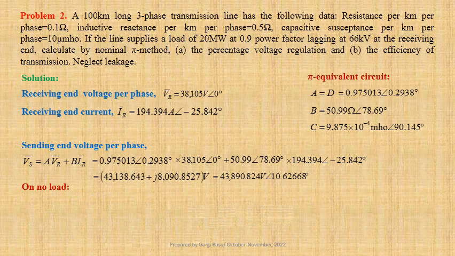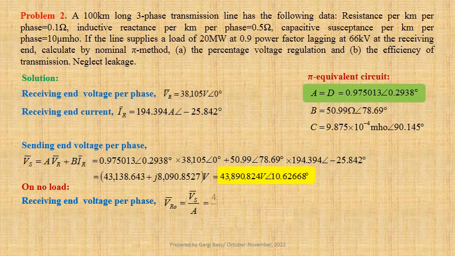On no load, receiving end current IR equals 0. Therefore, receiving end voltage per phase VRO equals Vs divided by A. Using values we get 43,890.824 at an angle 10.62268 degree divided by 0.975013 at an angle 0.2938 degree. That gives us 45,015.63 volt at an angle 10.33 degree.